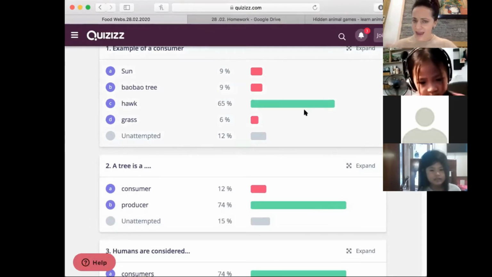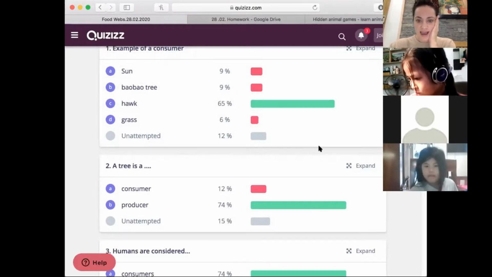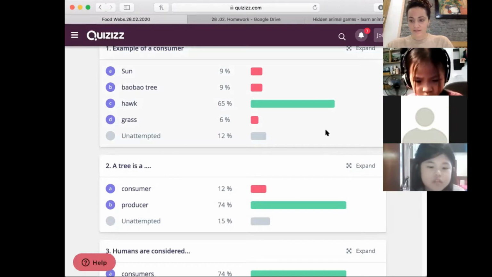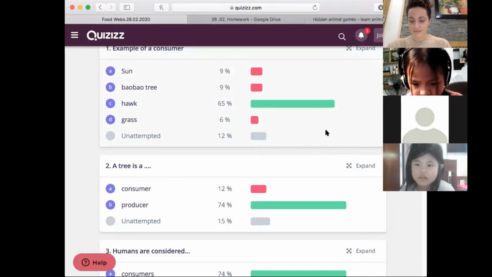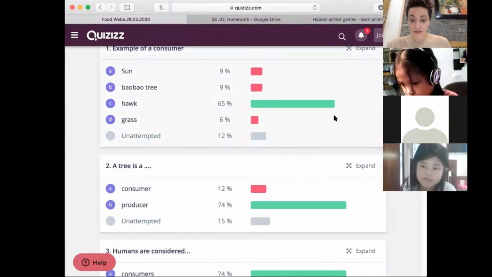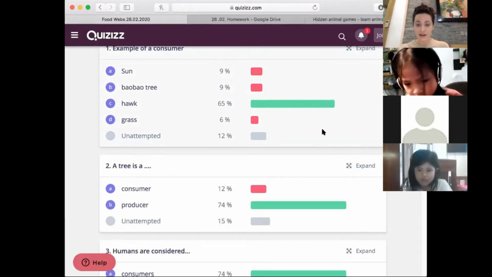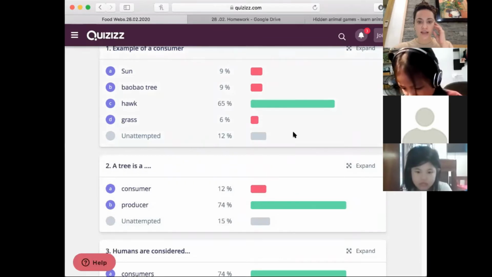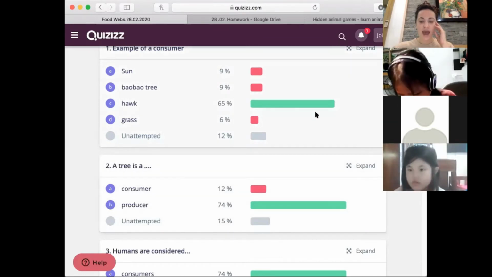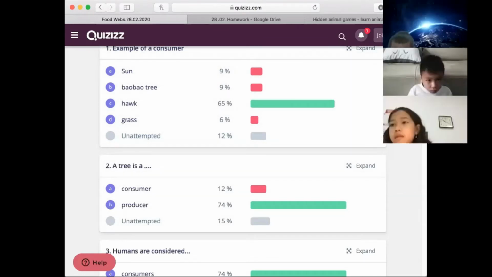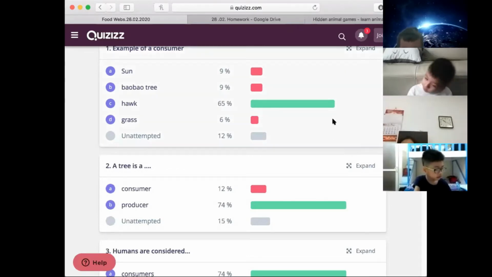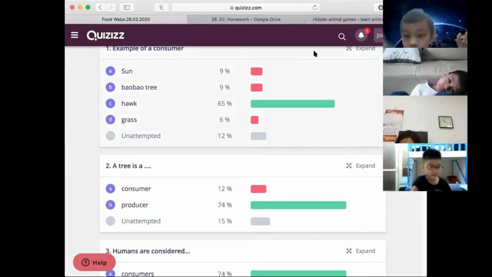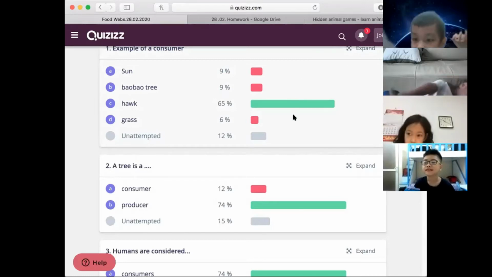Why is a tree a producer? Let's see a hand. All right, Kiwi, go ahead. Good. No, Kiwi, that's a really good start, okay? It uses sunlight. What do producers use sunlight for? Kitty, go ahead. They use sunlight for food. Very good. Producers use sunlight to make their own food.